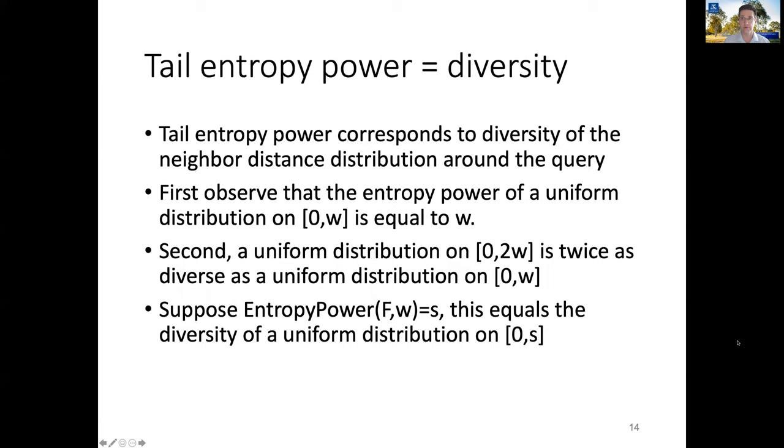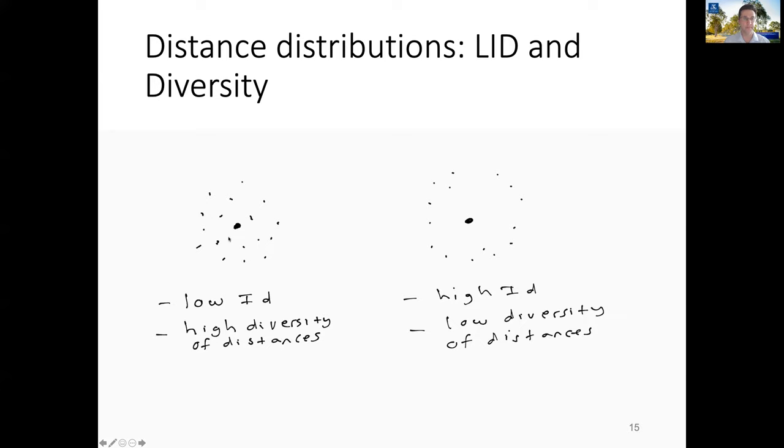Saying this in another way, we've got a query, and in this example here, the query has low ID. This corresponds to a high diversity of distances to its neighbors. On the right-hand side, we've got a query and it's got high ID. You can see that this corresponds to low diversity of distances to its neighbors. They all look fairly similar, these neighbor distances.